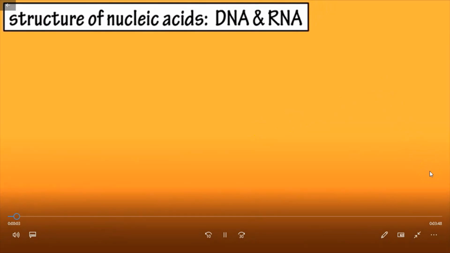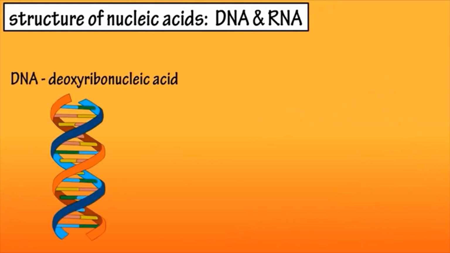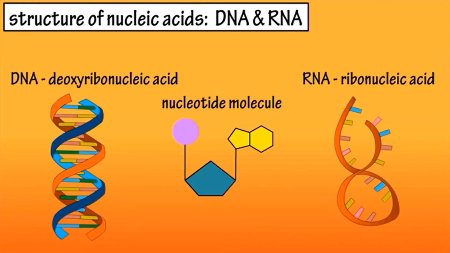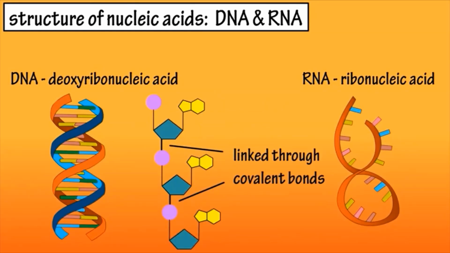The structure of nucleic acids, DNA and RNA. There are two main types of nucleic acids, DNA, or deoxyribonucleic acid, and RNA, or ribonucleic acid. Nucleic acids are large molecules made up of smaller molecules called nucleotides. The nucleotides in these molecules are linked together through covalent bonds, or bonds where electrons are shared between atoms.